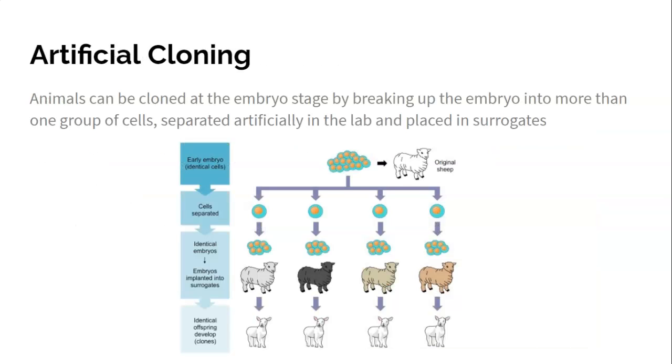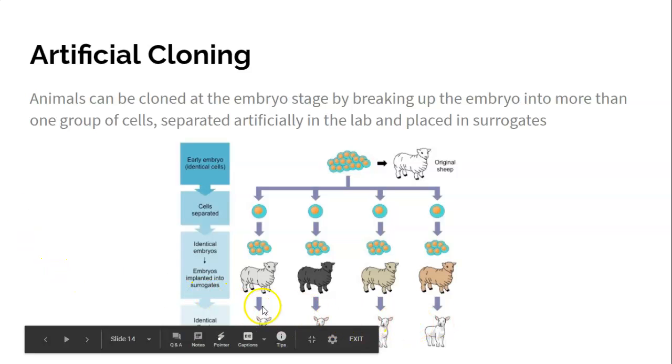There's also artificial cloning, which is when animals can be cloned at the embryo stage by breaking up the embryo into more than one group of cells, right? It's normally one group of cells that grows into an embryo, but you can separate them out and then place them into surrogates, and then they will grow as if they were an embryo. So they'll continue to grow, and then you will have identical offspring, which are your clones.